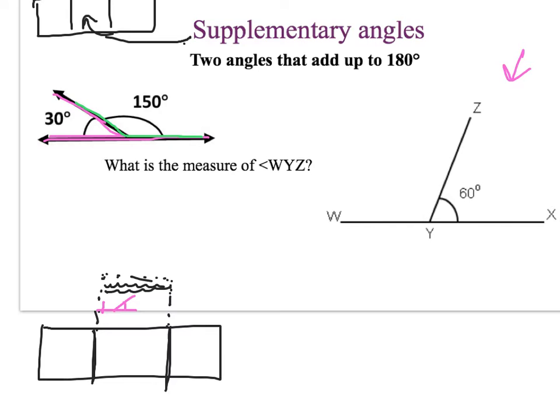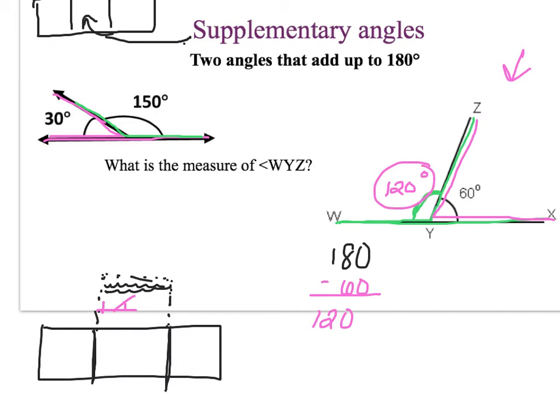So the question is asking for us to find the measure of angle WYZ. So we're looking for this angle right here. Well, I know since this is on a straight line that it has to equal 180. That's my total. I see though that I already have a 60 degree angle. So I'm going to subtract that from 180 and I get 120. So the measure of angle WYZ is 120 degrees.